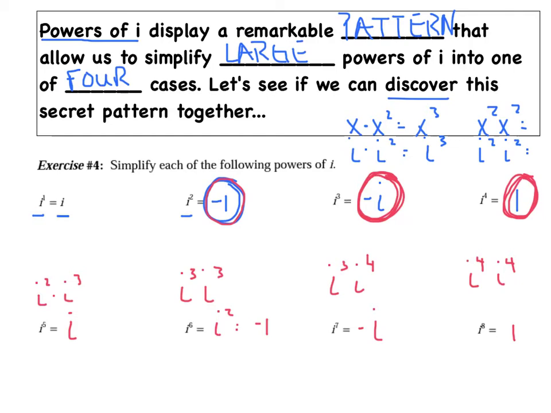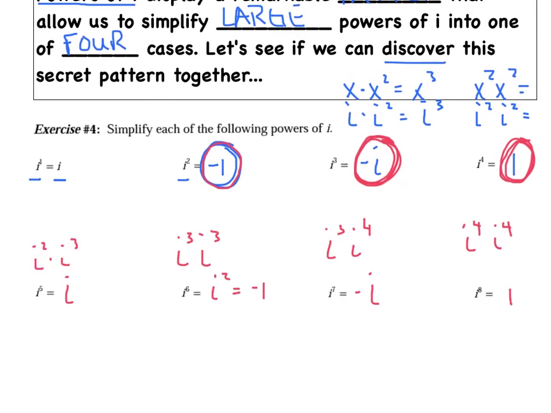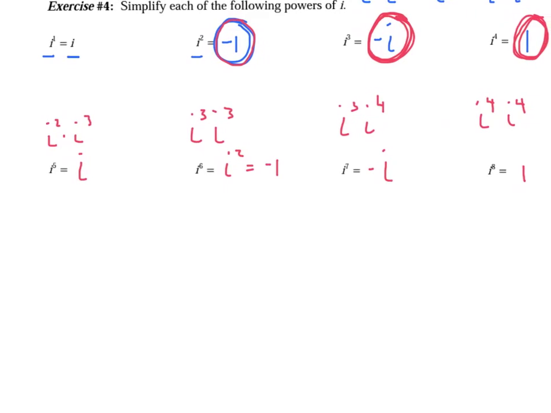Now, if you kind of step back and we strategically organize these, you can see the result. All right, our answers were from left to right, i, -1, -i, +1. Okay, the next row goes the same way, i, -1, -i, +1. And if we continue to use the same pattern, it would repeat itself over and over and over again.